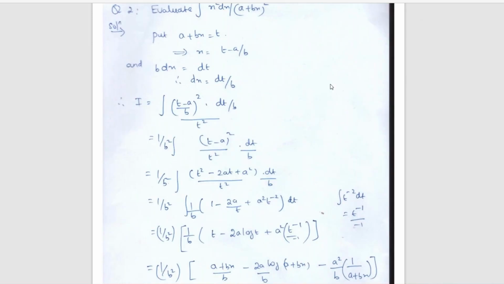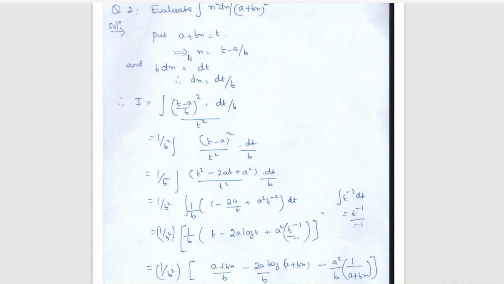Next problem is evaluate the integral x square upon (a plus bx) the whole square dx. So here I'm using the substitution that a plus bx equals t. From this, you find the value of x. What is bx? bx equals t minus a. Bring this a to this side. So x is (t minus a) divided by b.